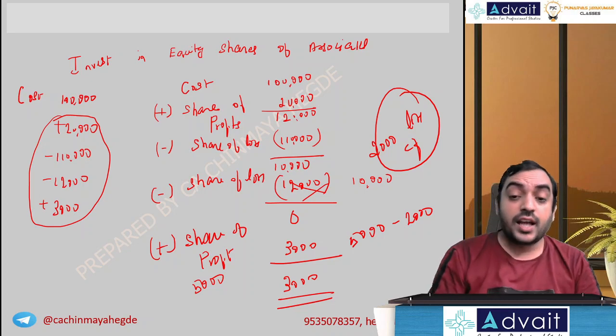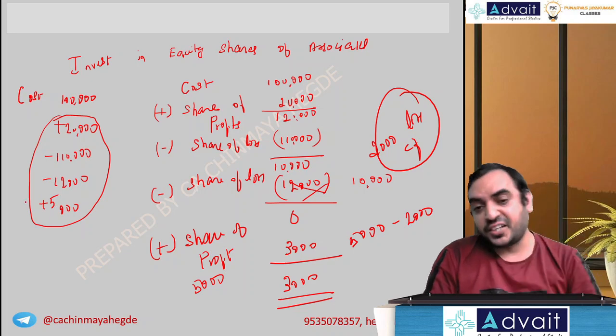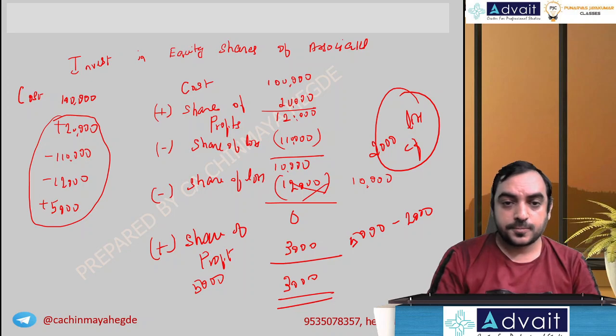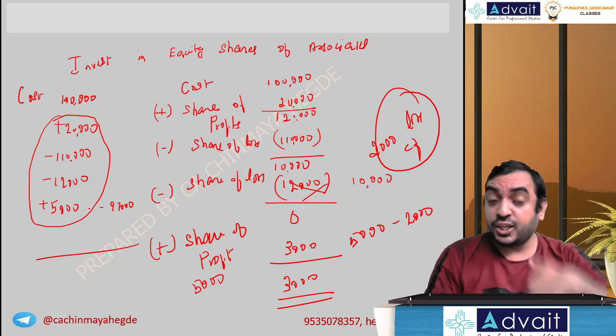Oh, sorry. Last year was 5,000. 3,000 is after set off. 5,000 is the share of profit. So 20 minus 1 lakh 10 minus 12 plus 5. Minus 97,000. Okay. So minus 97,000. So what will be the net amount now from beginning to end?